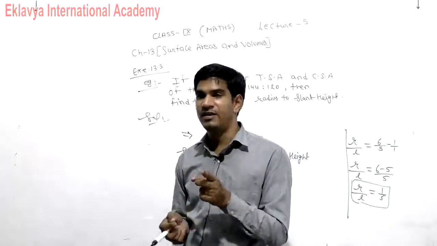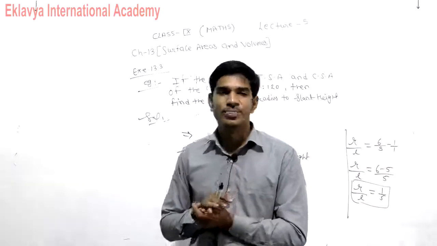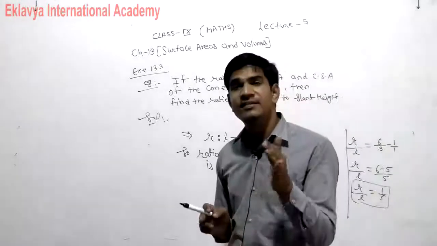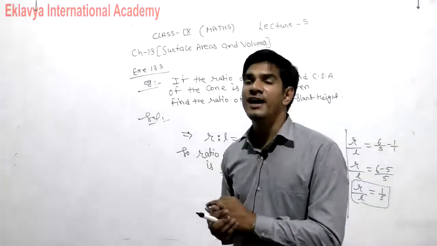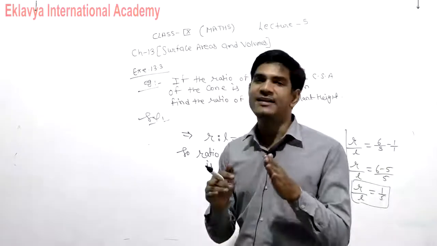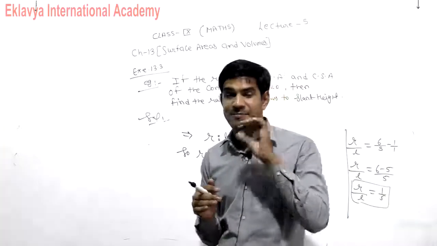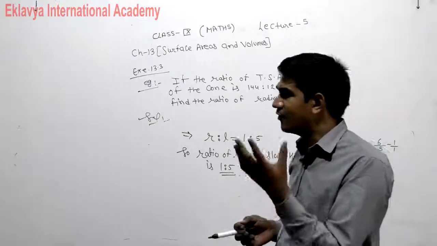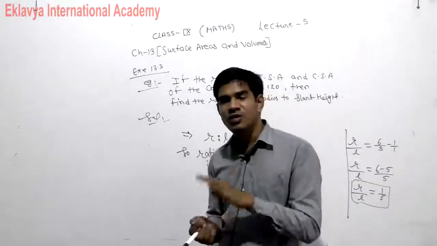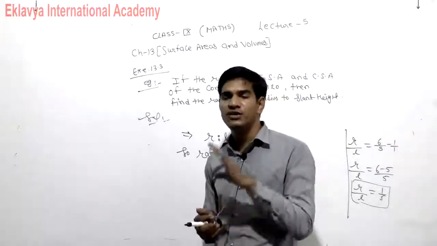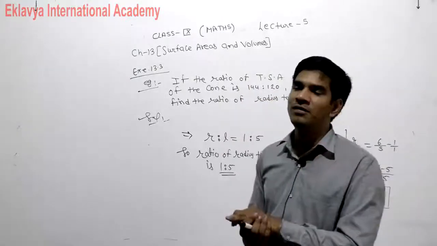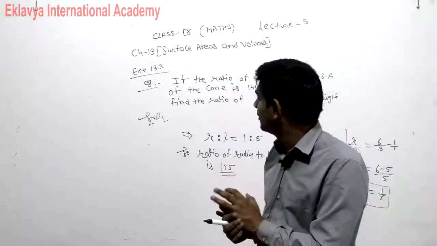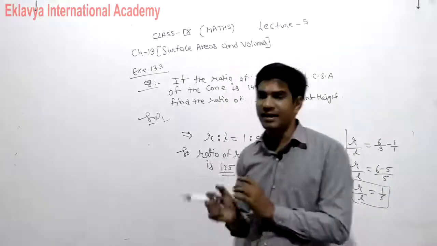And one question is already given to you: if a right angle triangle is revolved along its hypotenuse, then we are forming a double cone. So how will we find the total surface area and how will we find the curved surface area? So that is all about today's lecture 5.